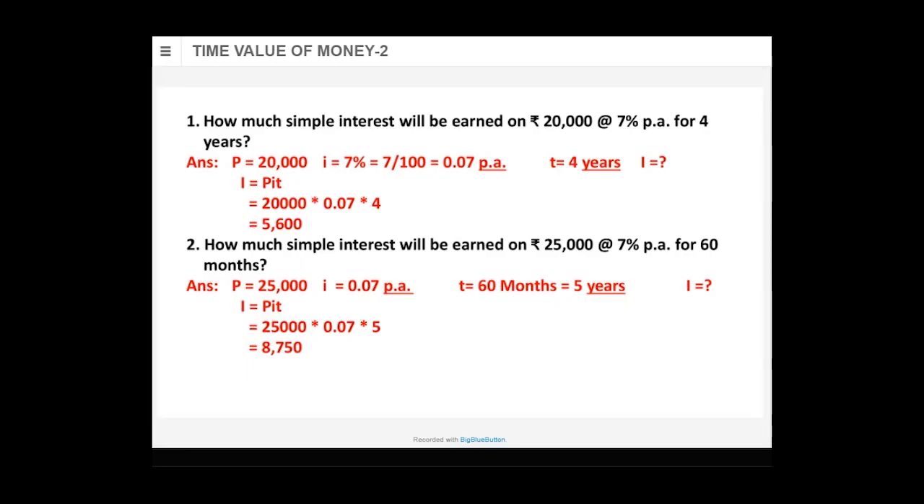Here in the second sum, it was said 60 months. Rate is in annum and period is in months. We'll have to convert it into years. How do I convert that period into years? I'll divide by 12. 60 divided by 12 is 5 years. Here it is 60 months.